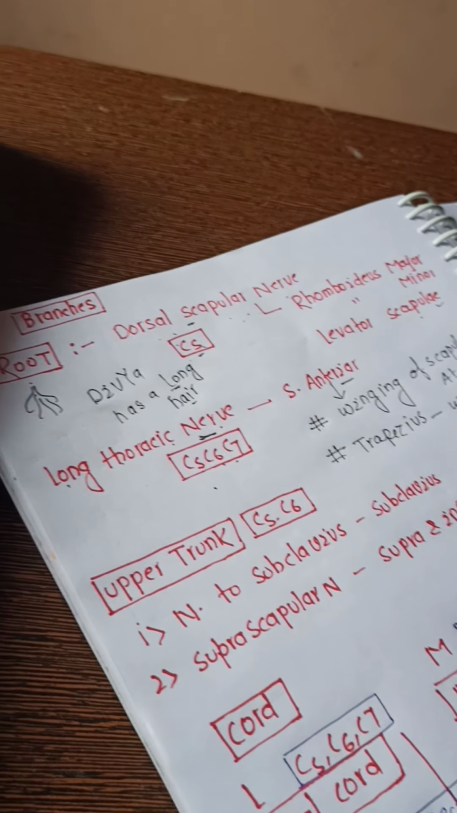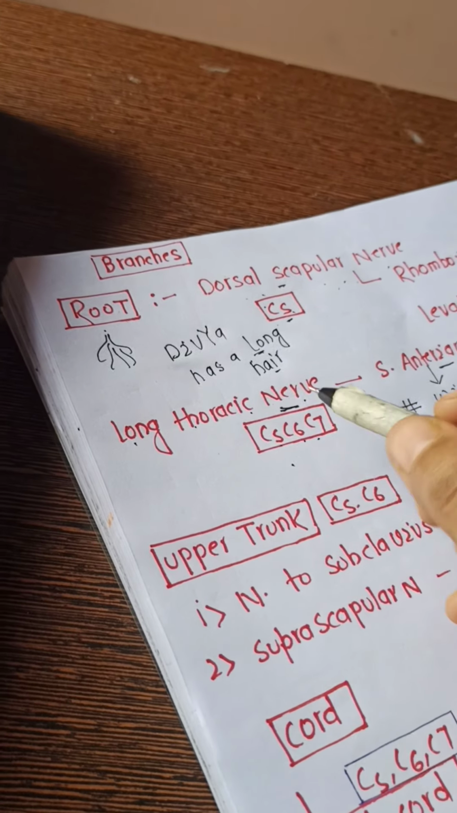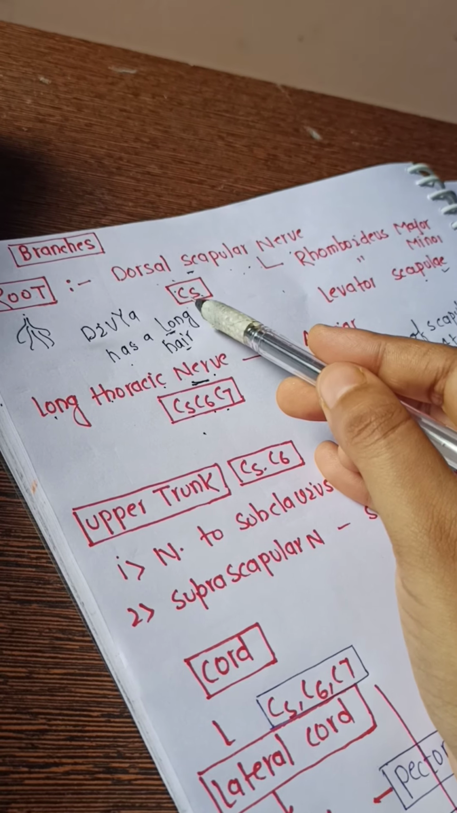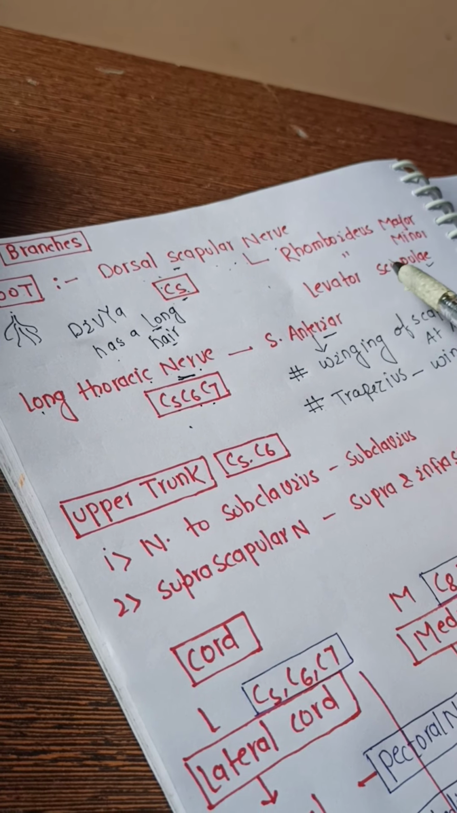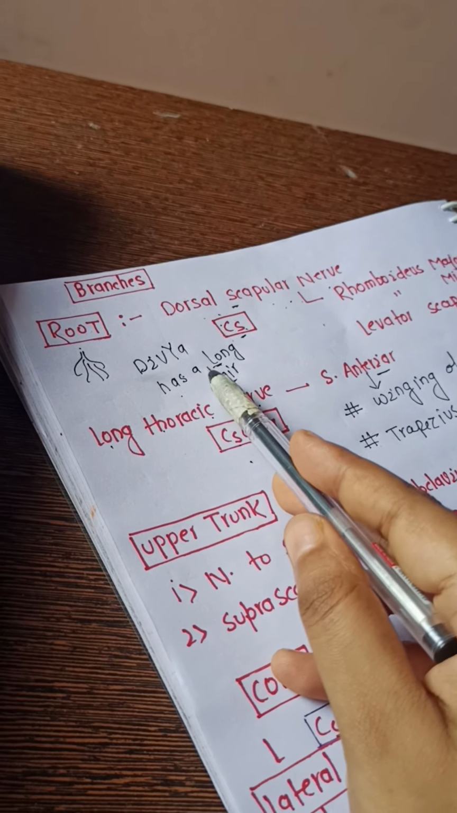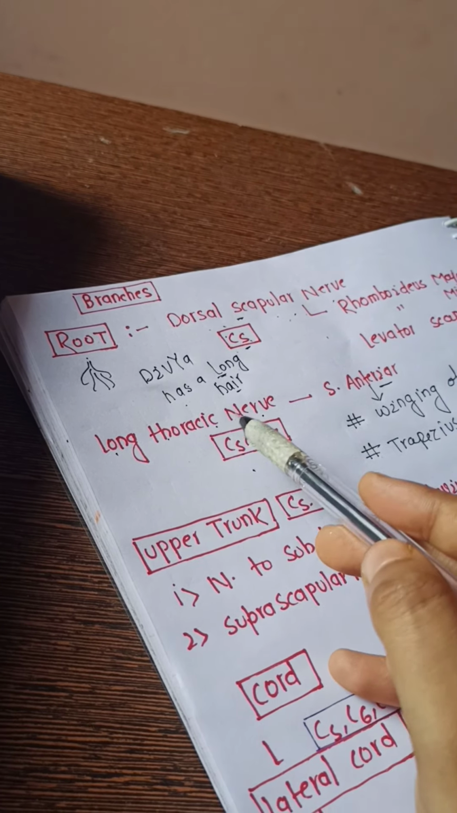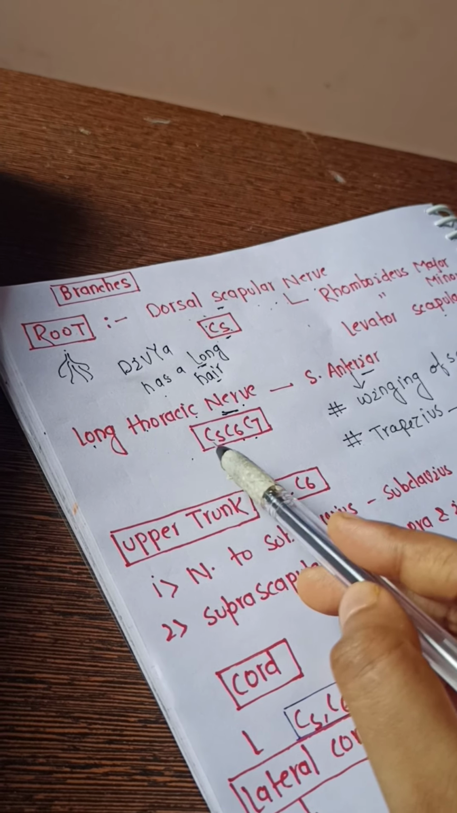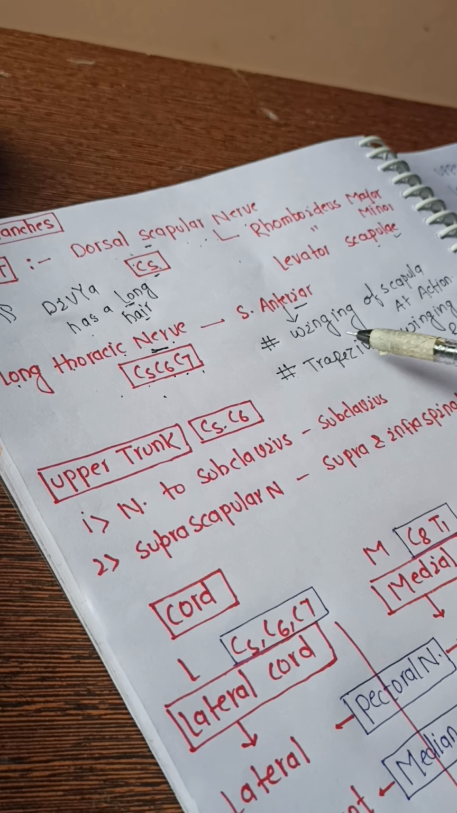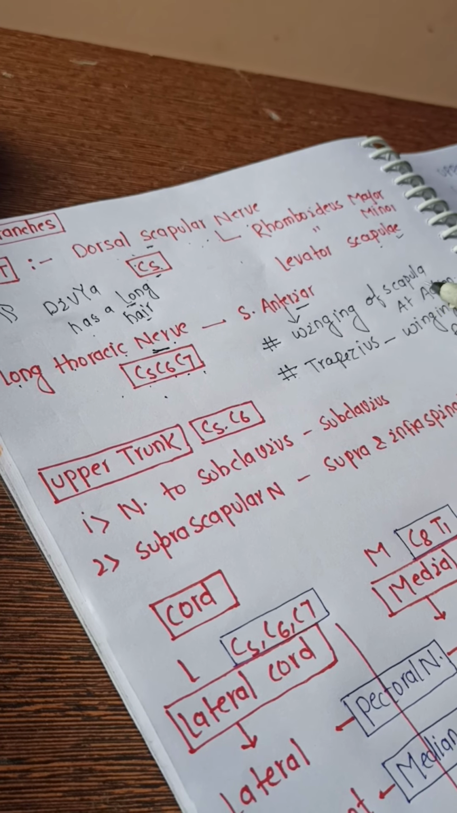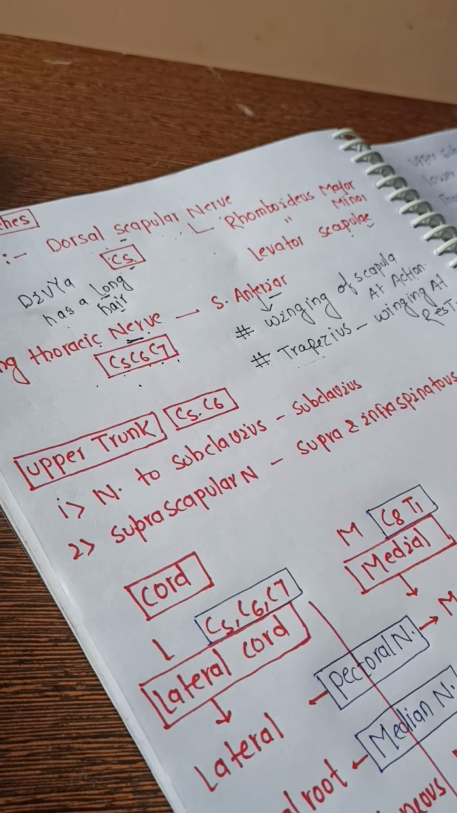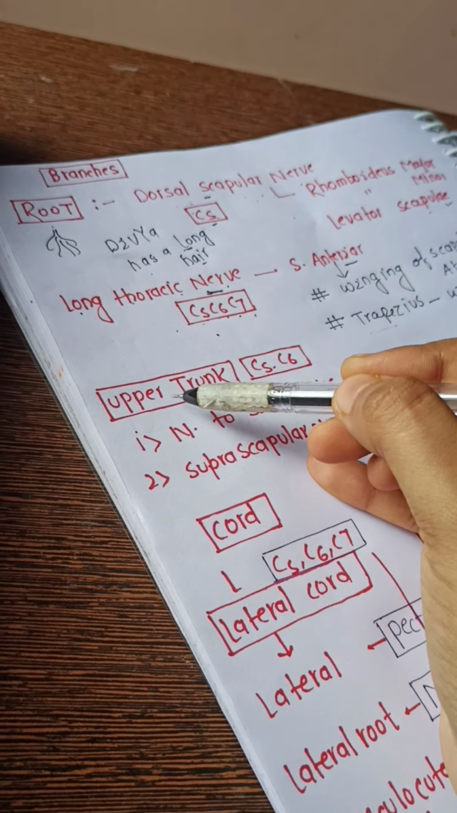Okay, remember how to remember root: dorsal scapular nerve, C5, 5 to 5 and C and D, supplies the scapular area, rhomboideus major, minor and levator scapula. Long hair, long thoracic nerve and also a long root value C5, C6 and C7, and damage leads to the winging of scapula at action, and if damage to the trapezius leads to the winging at rest. Then upper trunk.